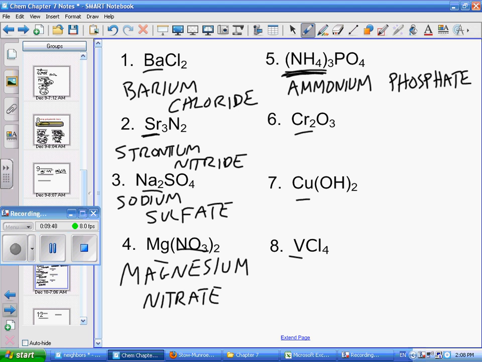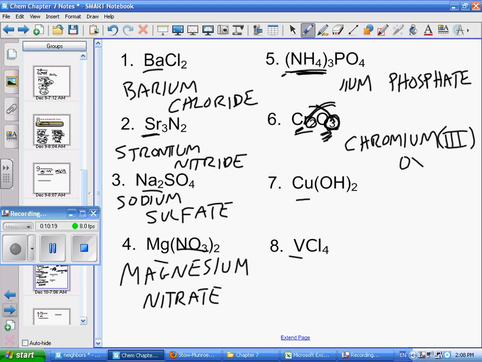Number 6, 7, and 8 get a little tricky because chromium is going to have multiple charges. Chromium actually comes in a +2 or +3 charge. But if you remember, when I did this, I made a point to say that we crossed these charges down. So that means the charge on chromium is right here, and the charge on oxygen is right here, because you cross it down. So therefore, this has to be chromium 3 oxide, because the charge on this chromium is sitting right here.